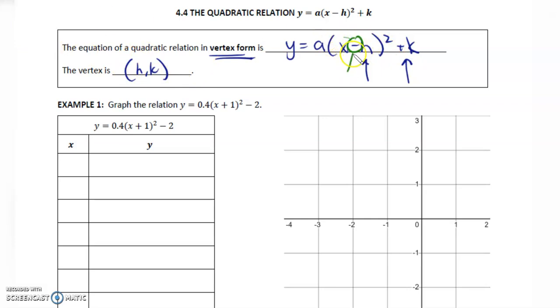Remember, there is a built-in negative sign in this equation. So whatever this looks like, if it looks like it's negative, it's actually positive. Okay? So opposite sign there. You can write that down.